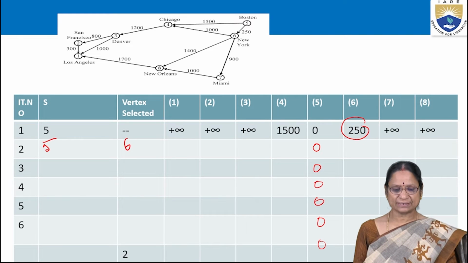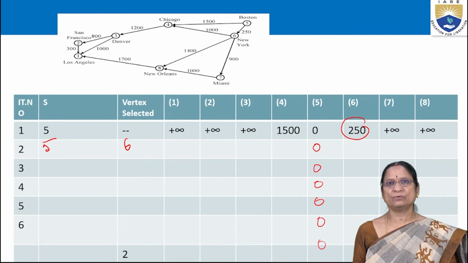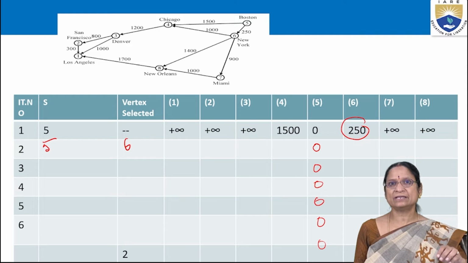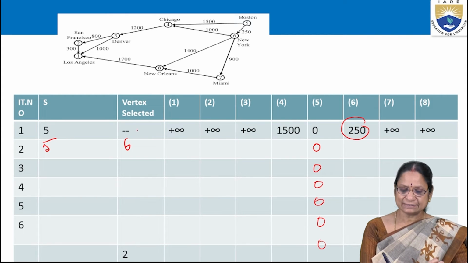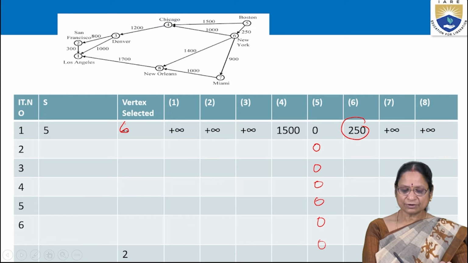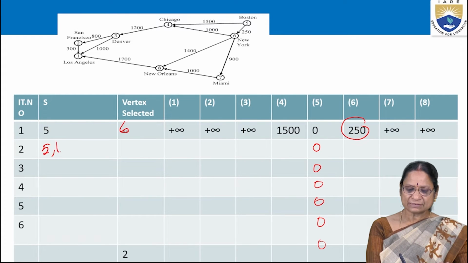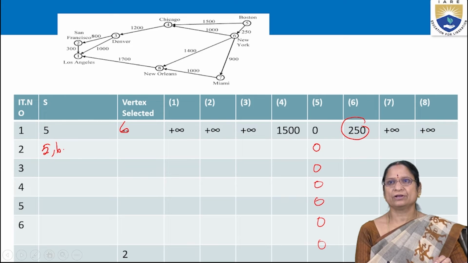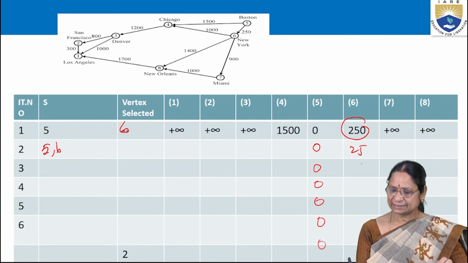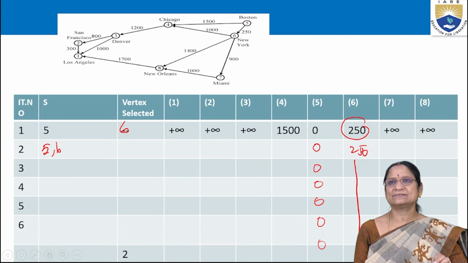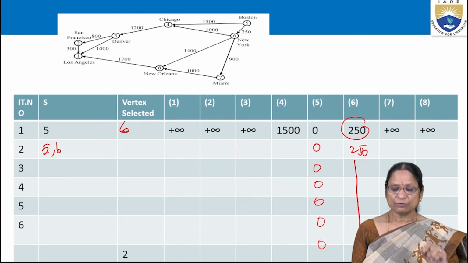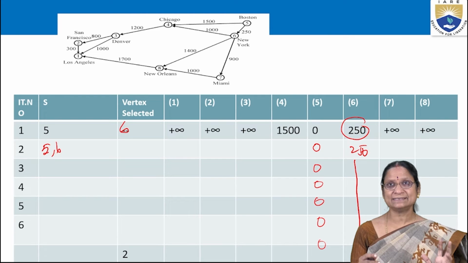The 0th iteration is over; the first iteration is selected. So the next vertex selected is the 6th vertex. The vertex to be selected is 6 now. What vertices are completed now? 5 and 6 are completed. 250 is considered final, so this vertex need not be considered further. Now what are we supposed to do? The 6th one is selected.